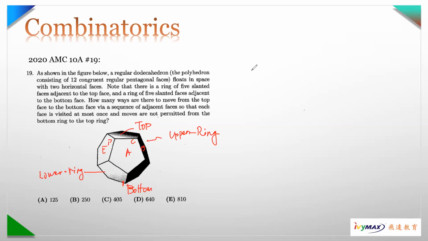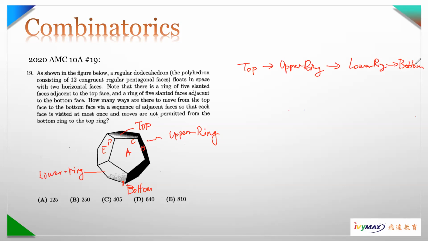So based on that, we need to nail down the problem if it is kind of challenging to you. So they want to find out how many ways. So we need to walk from the top to the upper ring and to the lower ring and finally to the bottom, right? They cannot go backward, so there's a single direction.